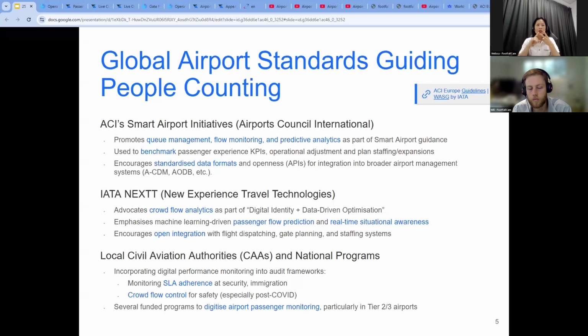Second is open data. All of the major frameworks now emphasize breaking down the data silos, whether it's ACI or IATA. They call for open architecture and standardized data formats to ensure that flow data can be integrated with other core systems like the AODB, ACDM, the flight dispatching and staffing tools. The third thing they're looking at is prescriptive analytics. So using the data collected to move beyond reporting. It's not just about reporting and analyzing the data. They're moving into actionable insights, which is the one that really brings value. What should I do when I have data, right?